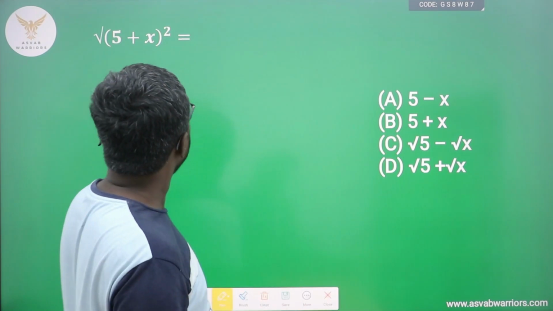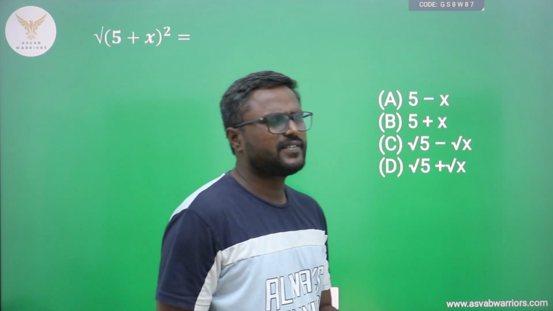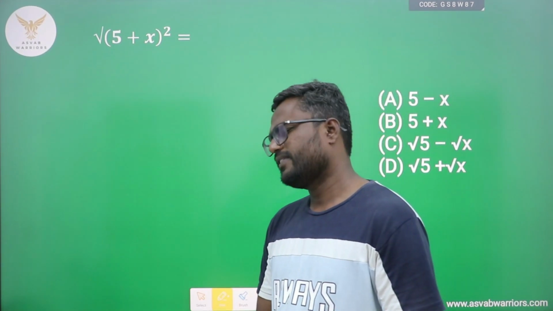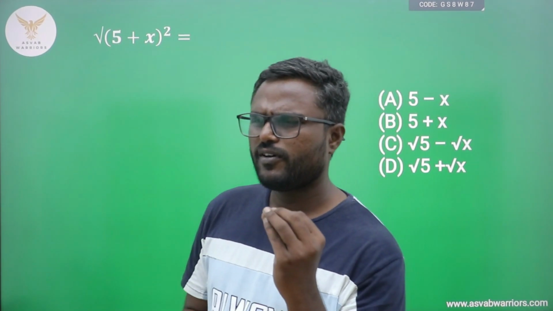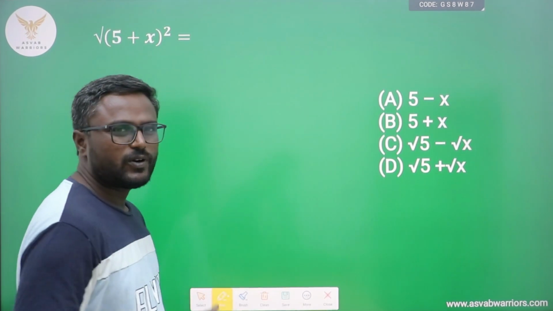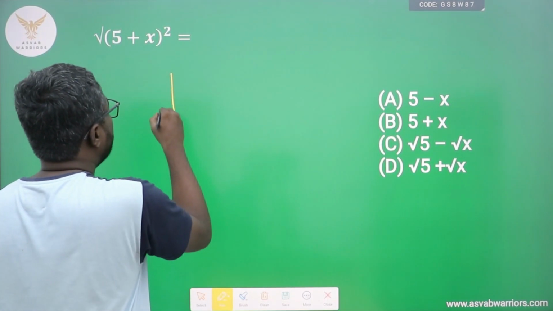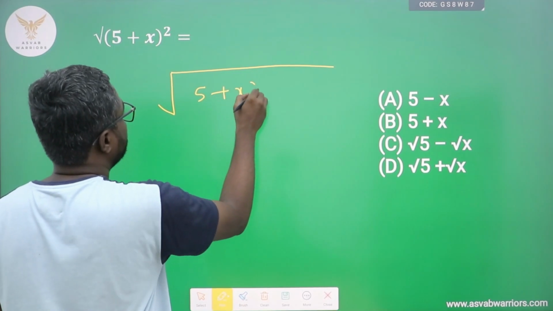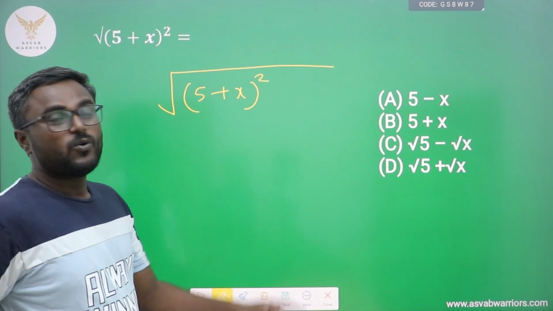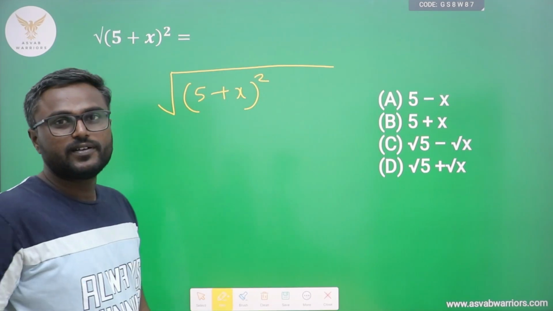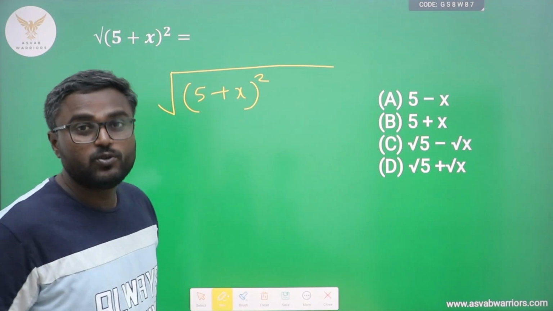So the next question says under root 5 plus x whole square equals to what? We have just solved this type of question before, I think 3 to 4 minutes ago. So what will I do now? First thing, I'll write down the question clearly. 5 plus x whole square. What does this whole square mean? You can just cancel the square and square root out. And why can you do that?